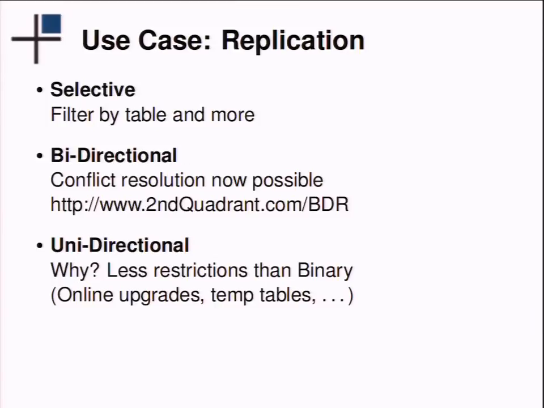And what is the point of doing this? Well, you have something that you had before, but with less restrictions. With unidirectional replication, because you don't replicate the binary WAL, the receiving side must not necessarily be in read-only mode. So you can have temporary tables, you can have sequences, you can have a different version of Postgres.